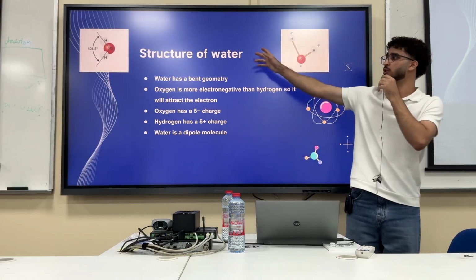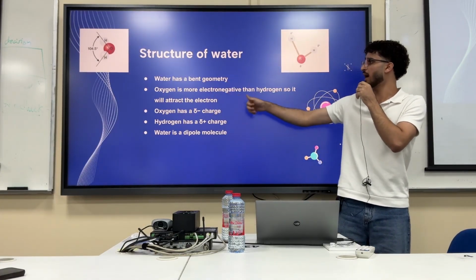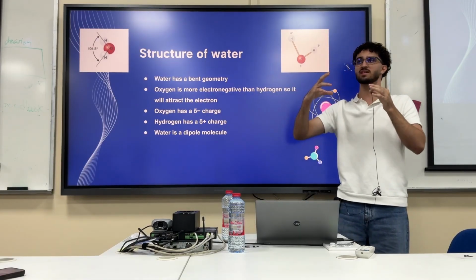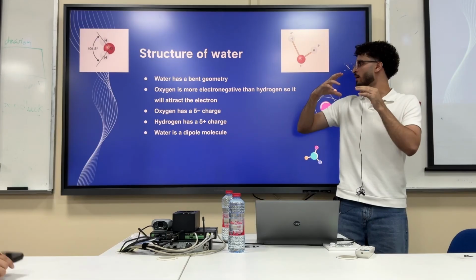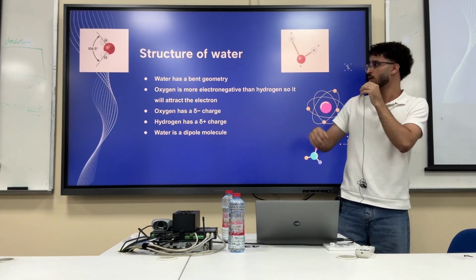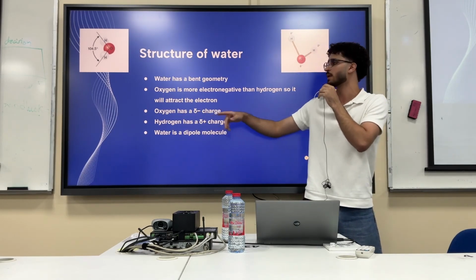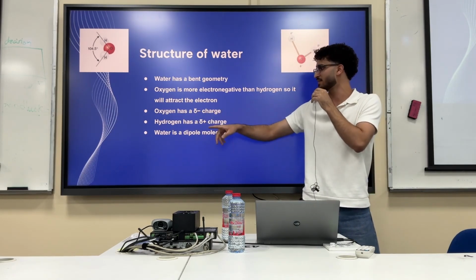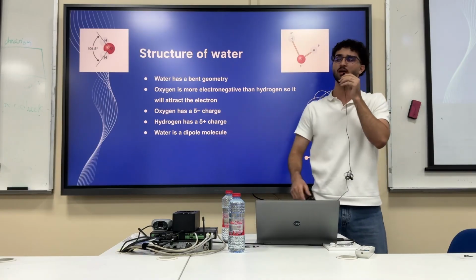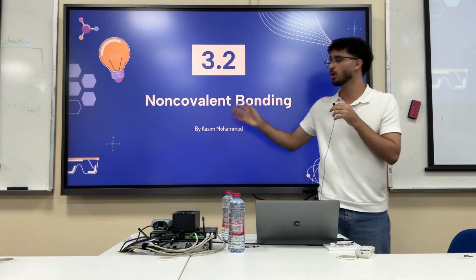Okay. Structure of water. What did we say? Water has a bent geometry. Oxygen is more electronegative than hydrogen, so it will attract the bonded electrons in the covalent bond a bit closer to the oxygen, and that gives oxygen a slightly negative charge and gives hydrogen a slightly positive charge. Water is a dipole molecule because of that. Non-covalent bonding.